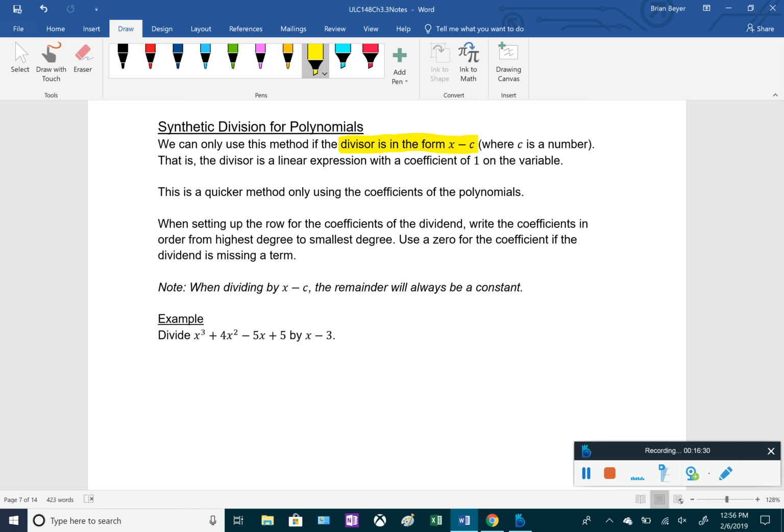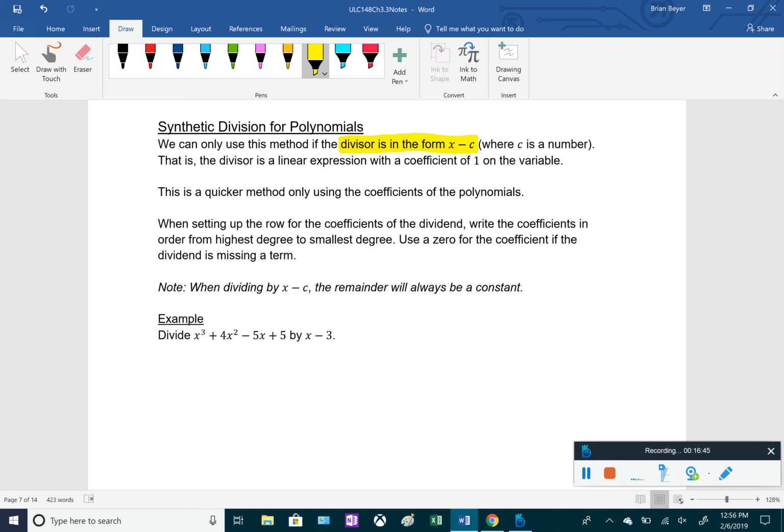And like I mentioned, this is typically a quicker method. What we're going to be doing is only using the coefficients of the polynomial, and we're going to set it up in a couple of rows. So I'll just go through and explain it in an example.